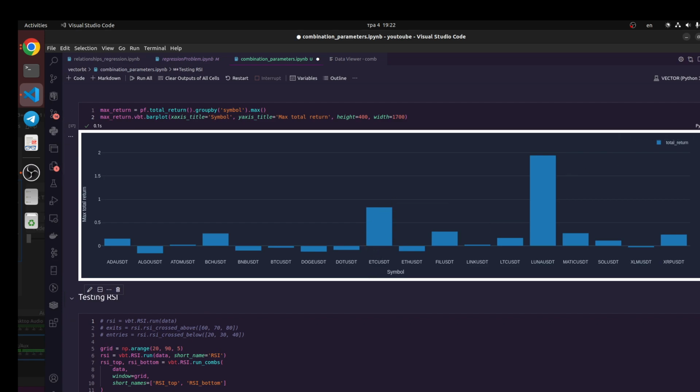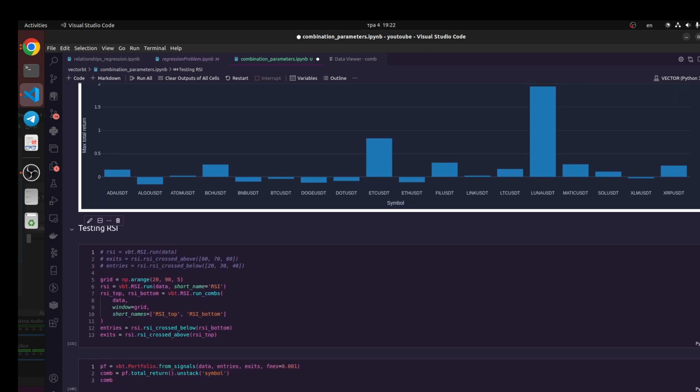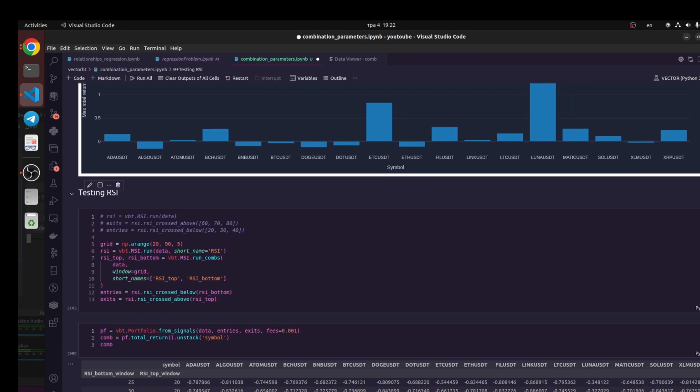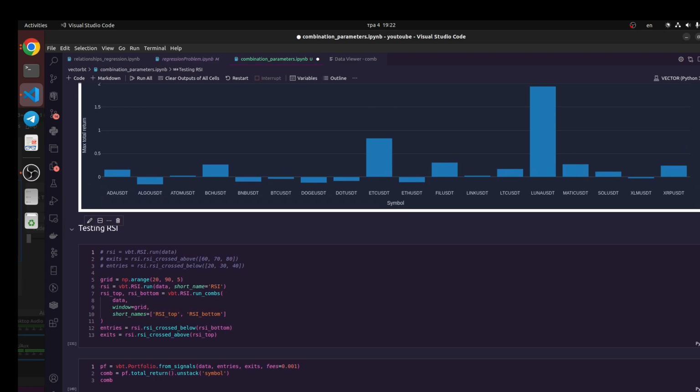Okay, so you see, we find the best parameters for multiple tickers, and we could use it for production, for example. Okay, it was an example for moving average strategy.